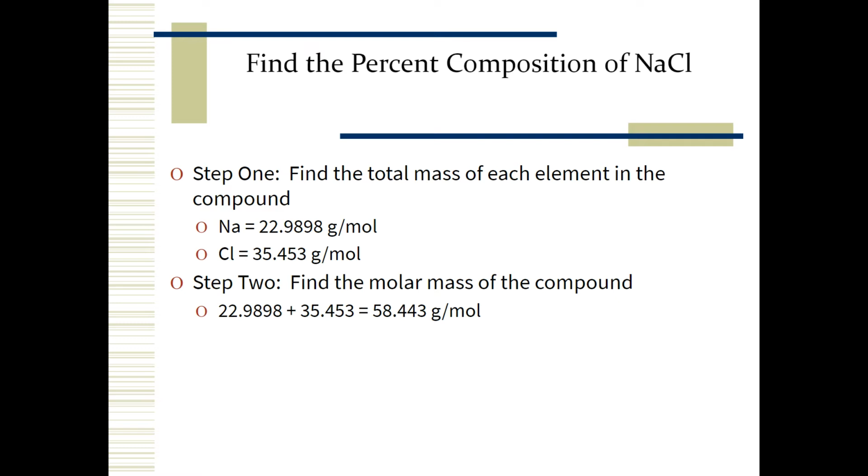Next step is to find the molar mass of the compound. So in this example, we would just add together those two atomic masses to get the molar mass of sodium chloride, which is 58.443 grams per mole.